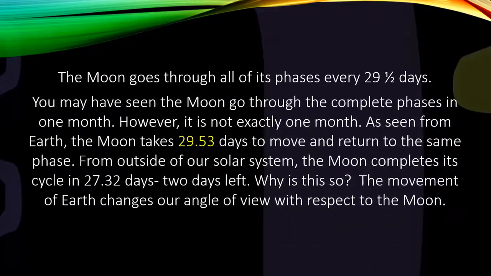The moon goes through all of its phases every 29½ days. You may see the moon go through the complete phases in 1 month. However, this is not exactly 1 month. As seen from Earth, the moon takes 29.53 days to move and return to the same phase. From outside of the solar system, the moon completes its cycle in 27.32 days. Why is this so? The movement of Earth changes our angle of view of the moon.